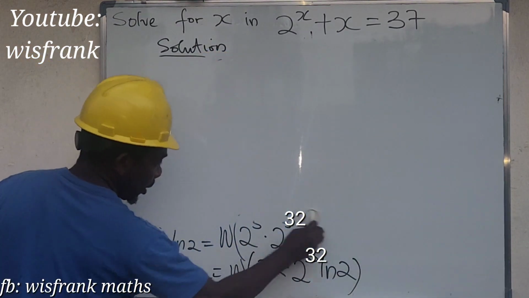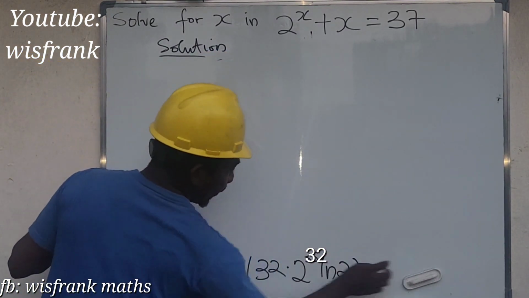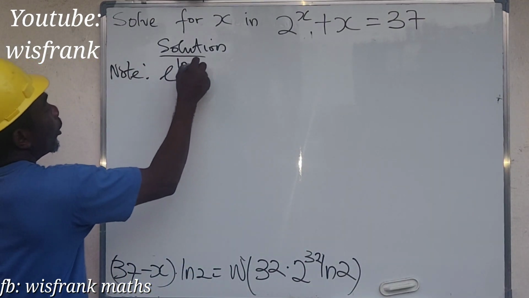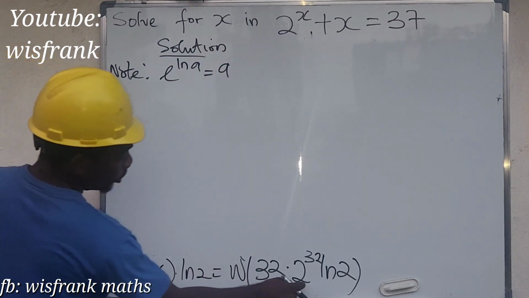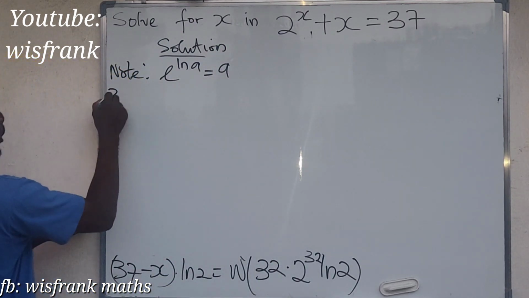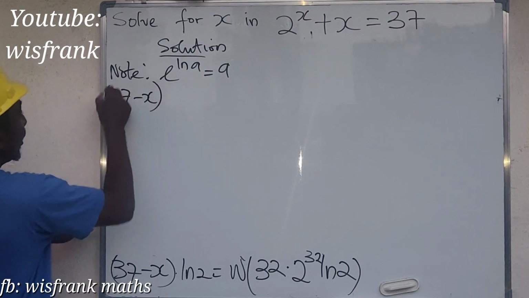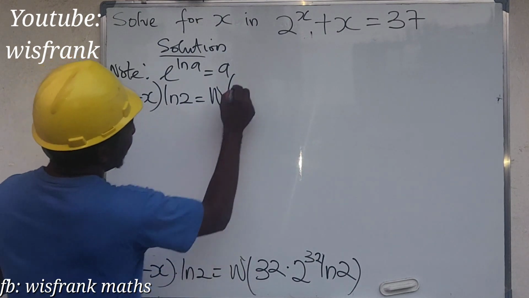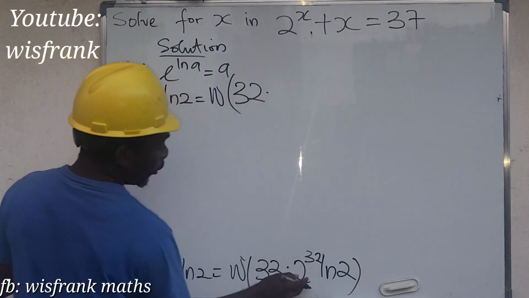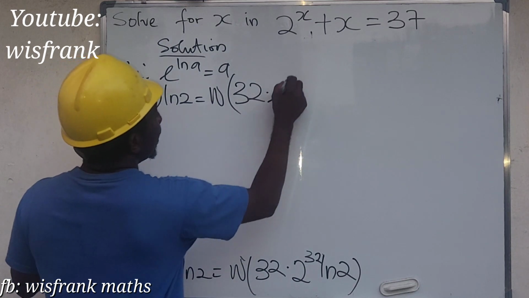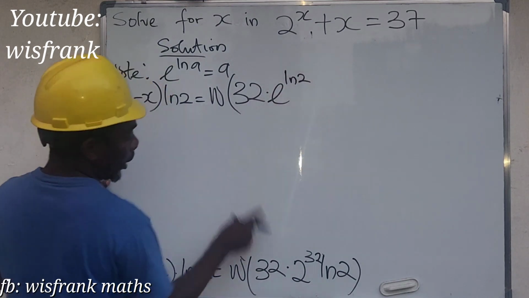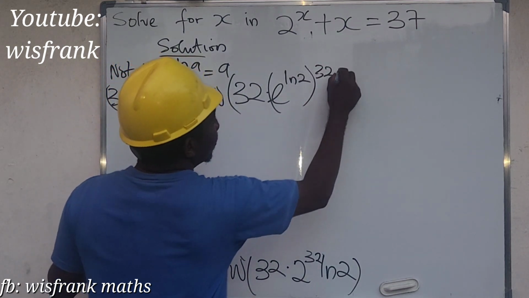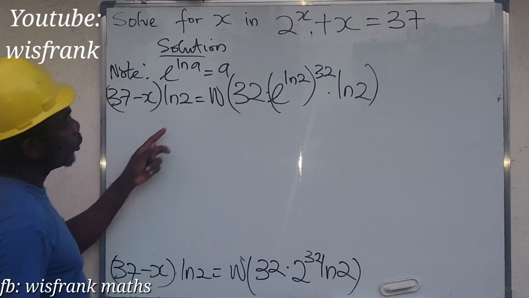So we need to clean this, and now we are left with this. So here we say, note, when we have e to the power of ln of a equals a, we are going to substitute this in this format. So we have (37 minus x) times ln of 2 equals the Lambert W function of 32 times, in place of 2, we put e to the power of ln of 2. That is equal to 2. Then times 32 times ln of 2. So that's what we have.